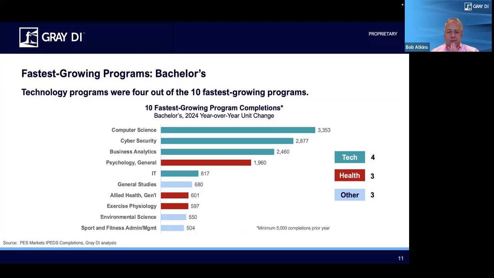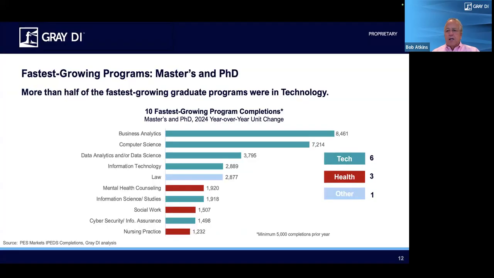We also have a few other programs. General studies, again, makes the list. Environmental science and sports and fitness management, both up about 500 completions year over year. I should mention, too, that we did screen these so that there are at least 5,000 completions per year in the prior year. That's why you don't see something like AI showing up, because it's still very small, so it doesn't make this cut, but it is out there, and it is growing.